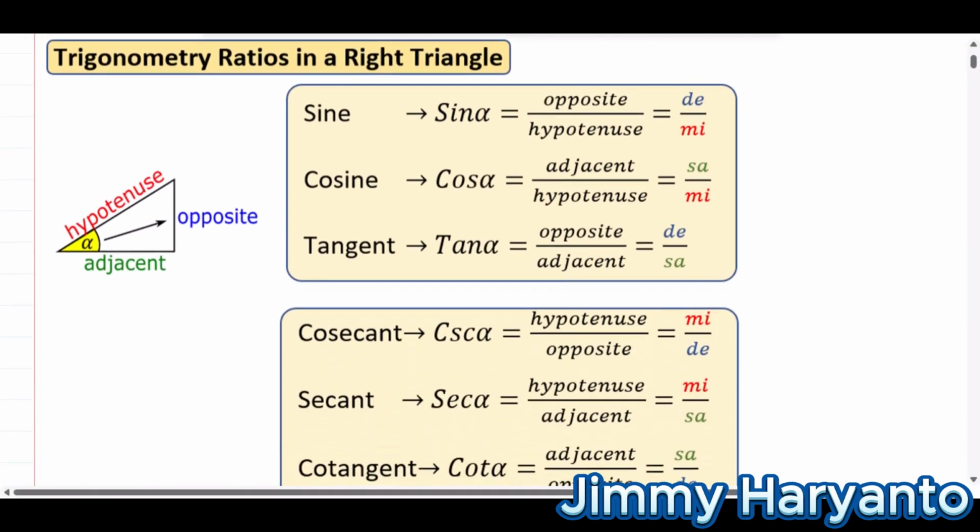As you can see, in a right triangle we have opposite sides, hypotenuse sides, and adjacent sides. For the trigonometric ratios themselves, we have sine, cosine, and tangent. The formula for sine is opposite over hypotenuse. The formula for cosine is adjacent over hypotenuse, and the formula of tangent is opposite over adjacent.